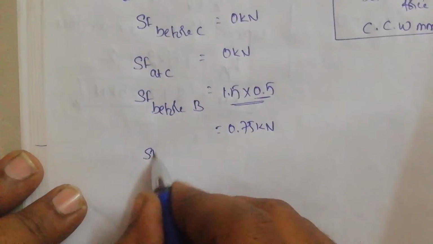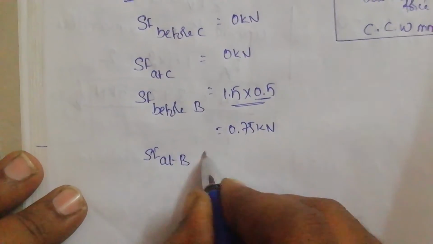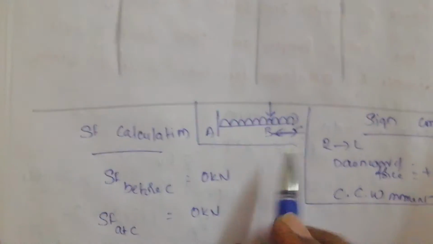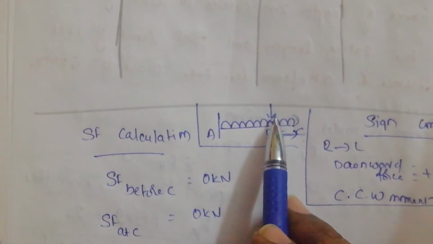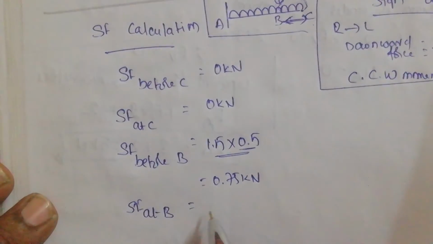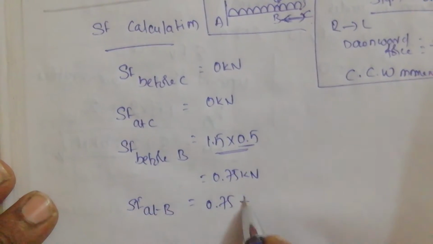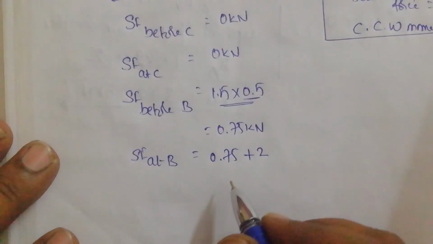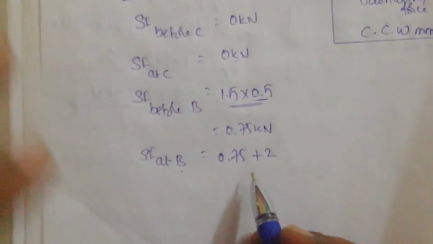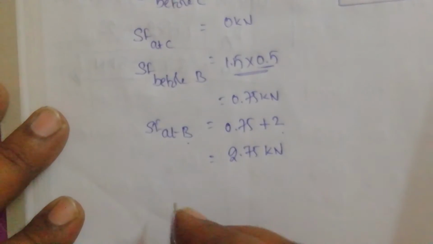Next is shear force at B. When you reach point B, you are having a point load which is acting downward. So 0.75 plus 2. Why plus 2? As soon as you reach point B, there is another point load of 2 kilonewton which is acting downward. If it is acting upward, we will do minus. So the value is 2.75 kilonewton. Okay, clear? I hope it is clear for you.